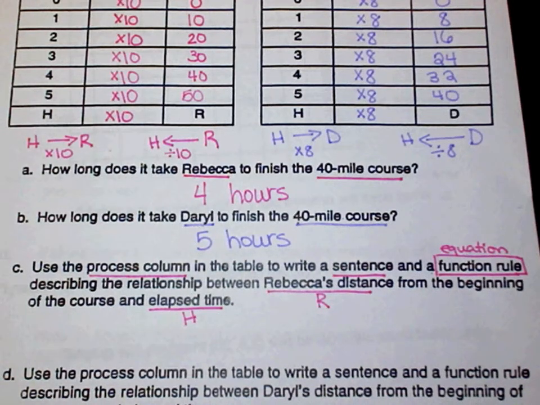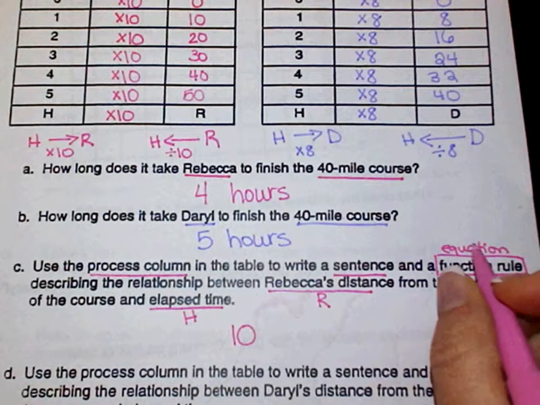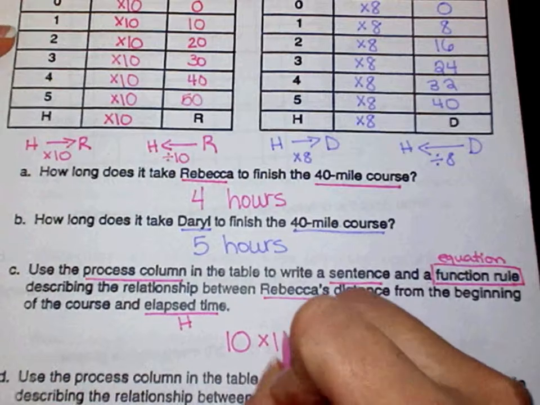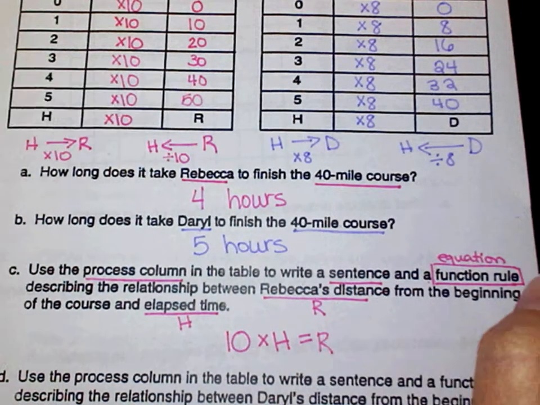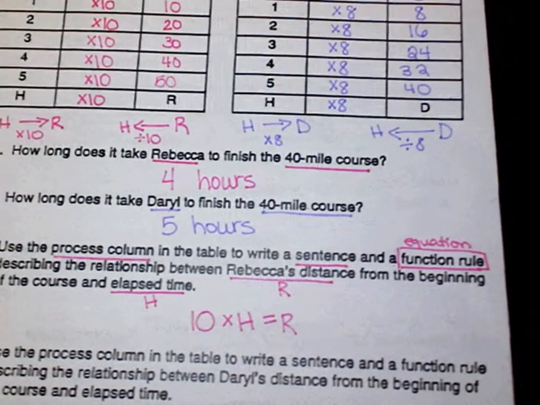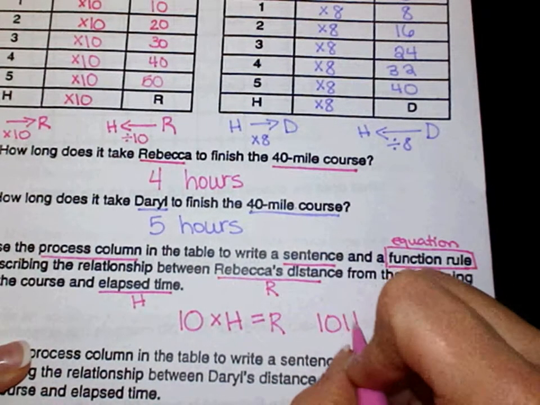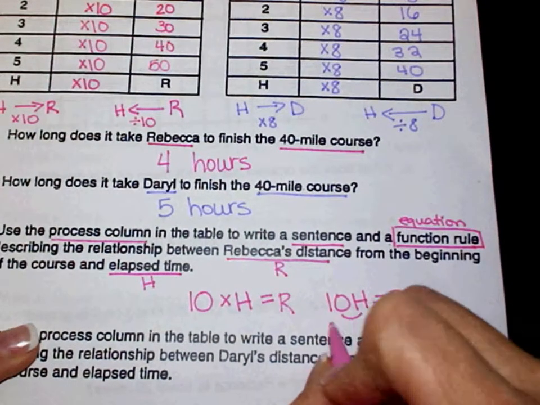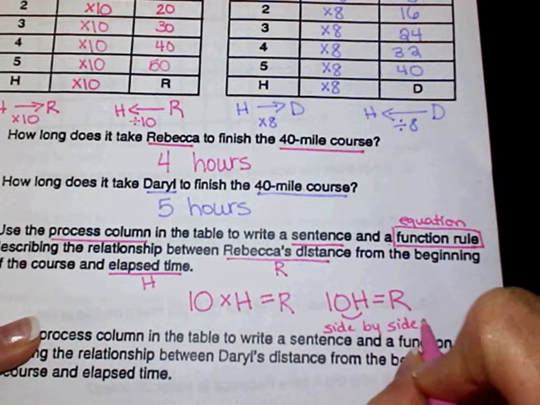Well, you have to think, what's my rule times my hours would equal Rebecca's miles. But I can write that in a little bit more of an algebraic term. We can put 10H equals R, because remember, side by side means multiply.